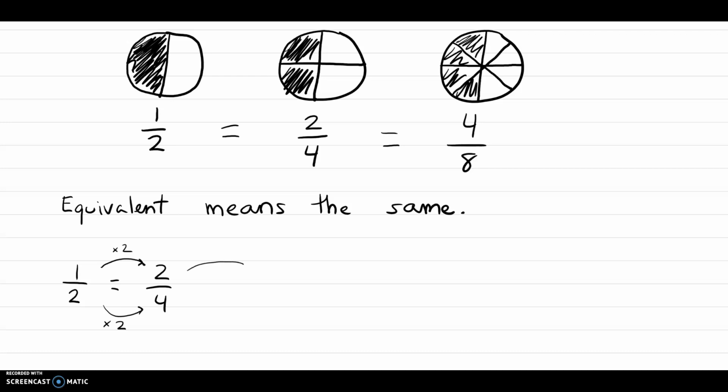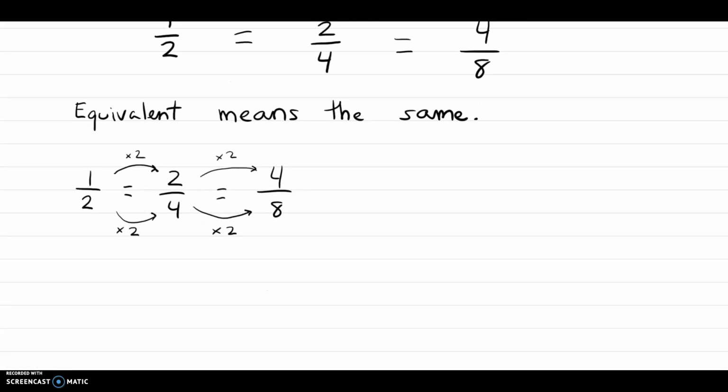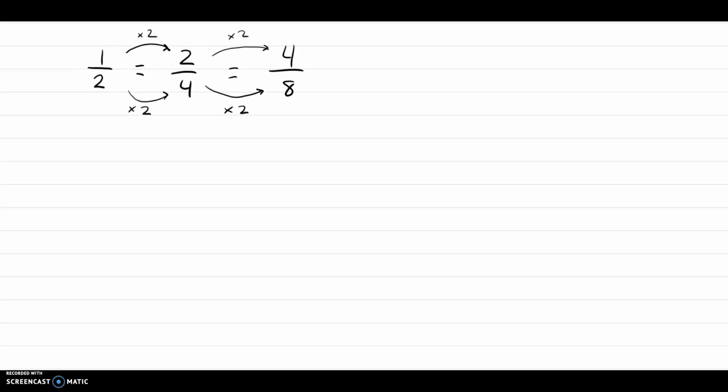And again, if I multiplied this one by 2, and multiplied this one by 2, that would be equal to 4/8. So you just made an equivalent fraction by multiplying the numerator and the denominator by the same value. So if you're asked to find equivalent fractions, let's say you're asked to find the value that makes the fractions equivalent.